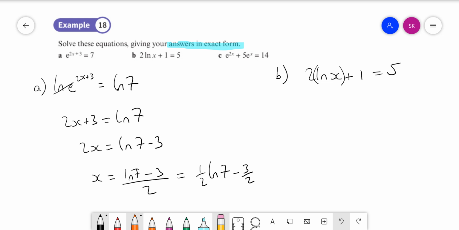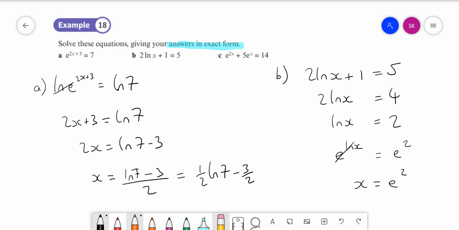So I've got to get rid of the plus 1 and I've got to get rid of the times 2. Getting rid of the plus 1 first, taking away 1 from both sides, then dividing both sides by 2. And now I've got a fairly simple equation. I'm going to raise e to the power of both sides. And therefore the e and the ln cancel, and I'm left with x equals e squared.